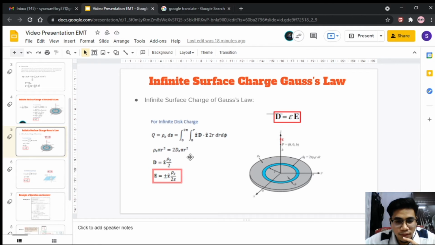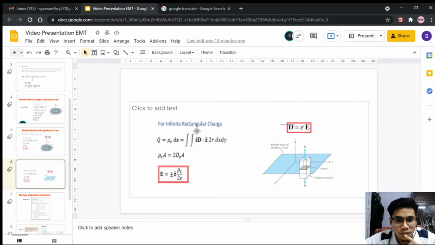and we'll get this answer. ρS πr² equal to 2D πr². πr² we cut and get this answer. D equal to ρS over 2. As we know, D or flux density equal to εE, E is electric field. So to get the E, we must convert ε over to the D, and we'll get this answer. Okay, next, second part is the rectangular charge.